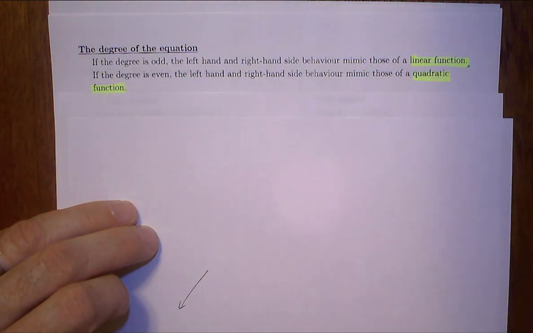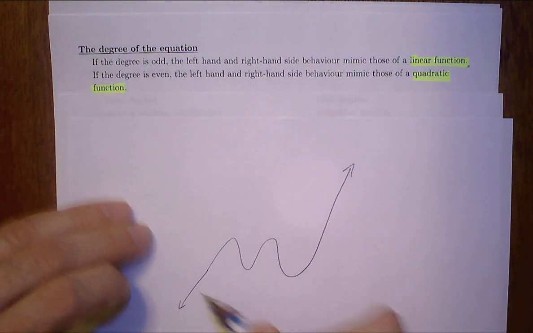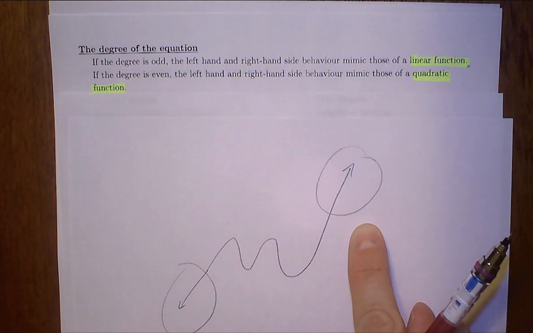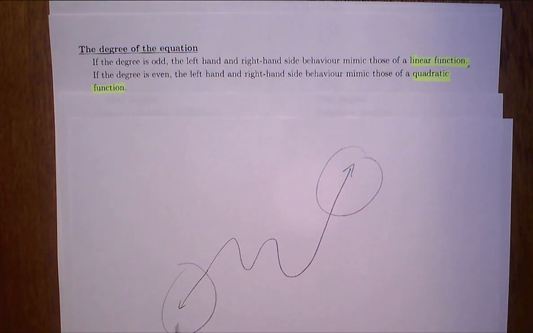So if I start my graph here, and it has a whole bunch of turns, my left-hand side behavior and my right-hand side behavior, what does my function do on the left-hand side and what does it do on the right-hand side? For instance, what I've drawn now is an odd degree function. And we'll figure out why maybe a little bit later, but what I know is on the left-hand side, this function is going up, and as it leaves on the right-hand side, it's going up. So our function's increasing on the left-hand and right-hand side.